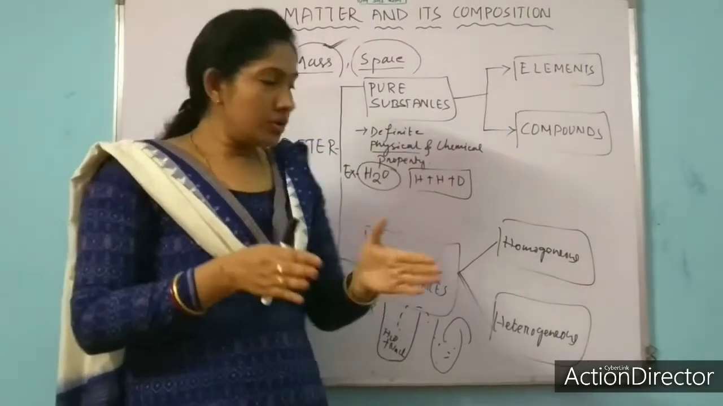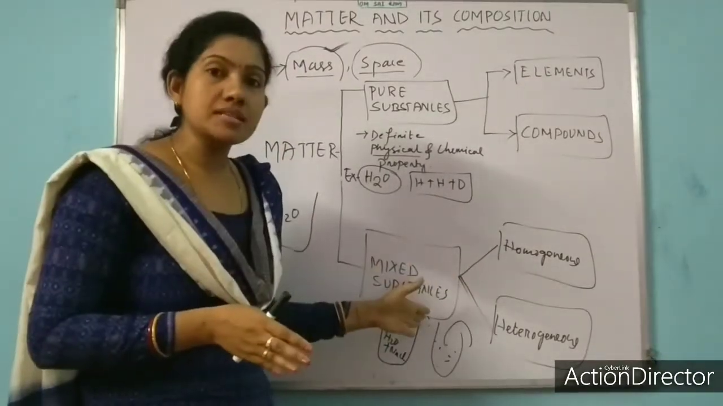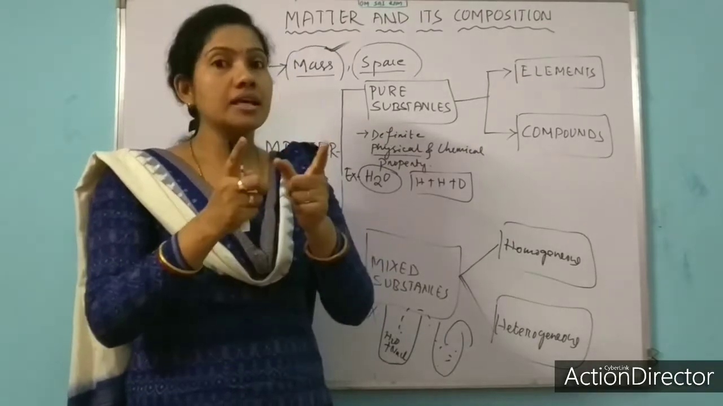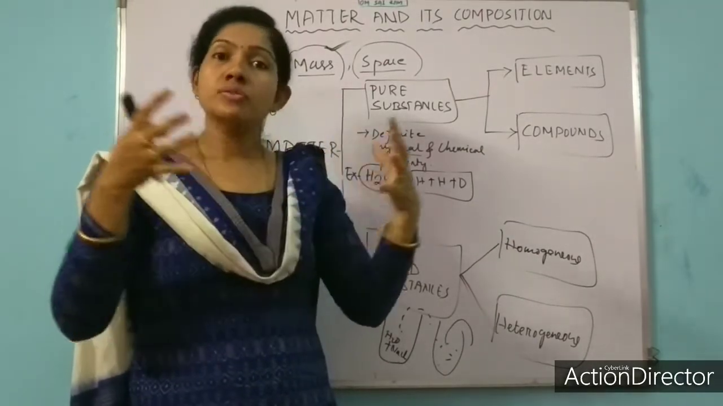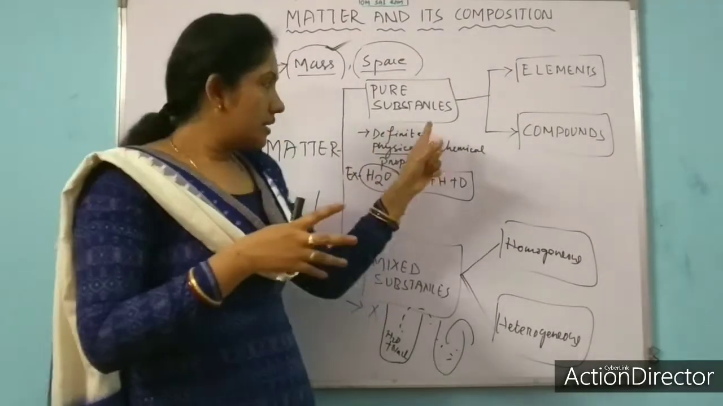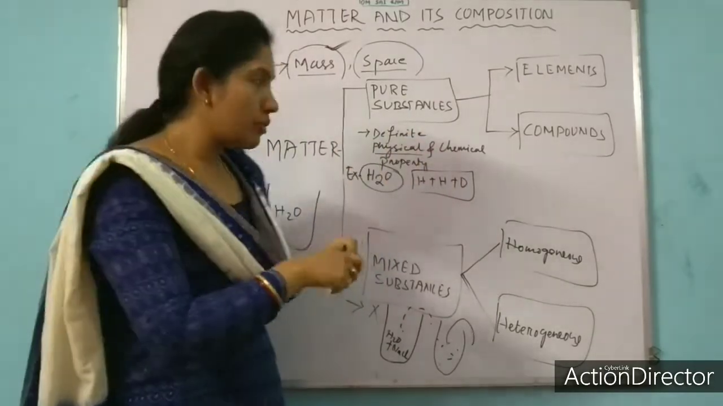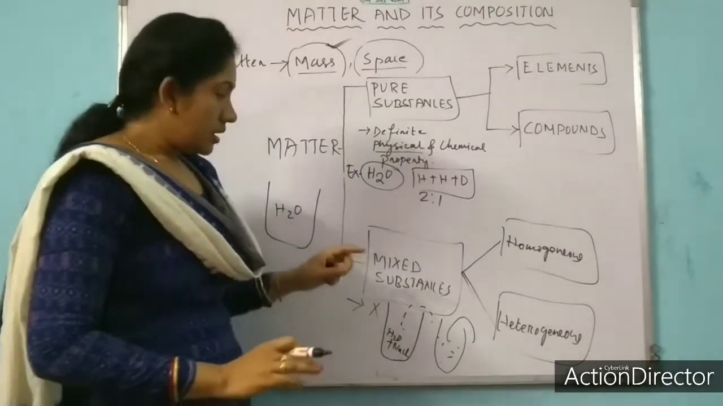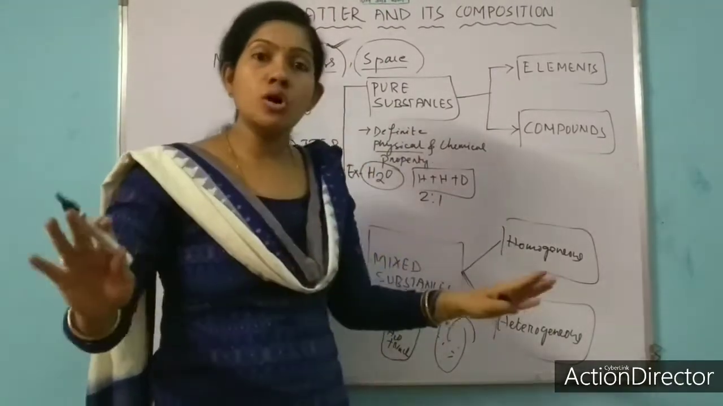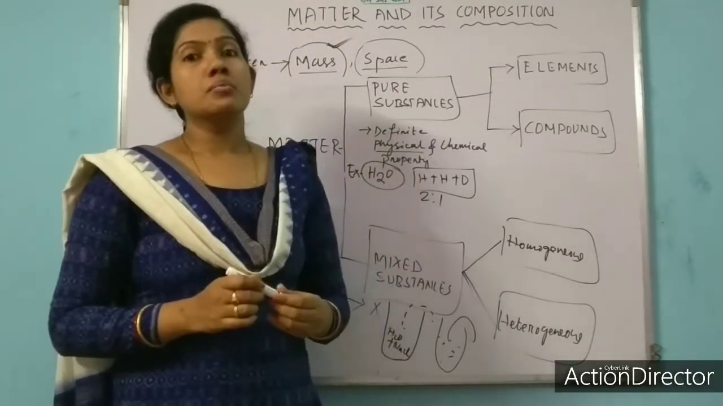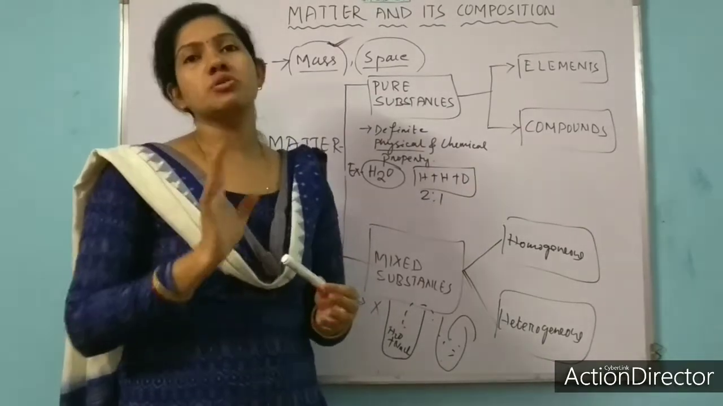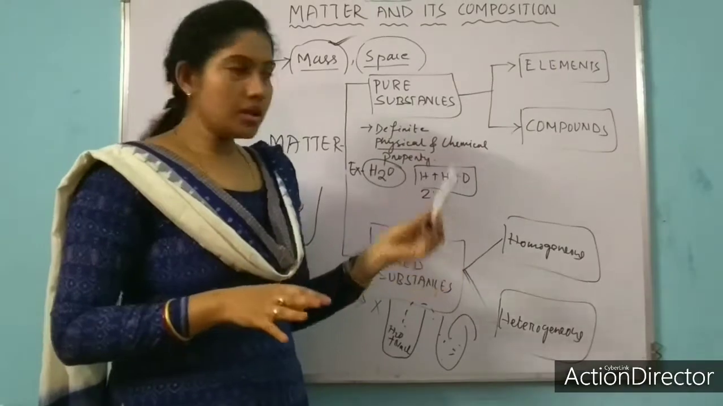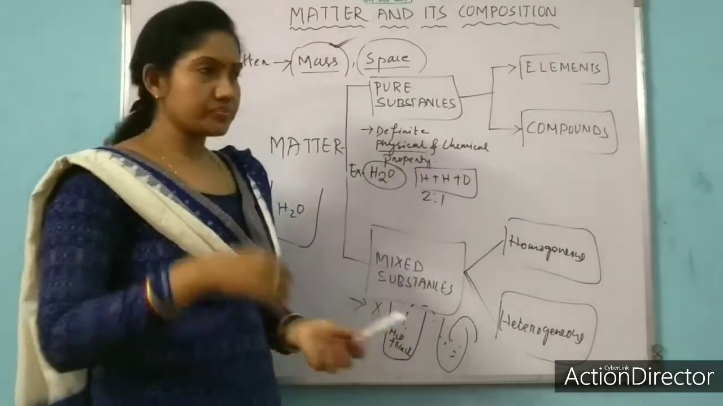Understood? So here you can define a mixed substance as a combination of pure substances, again not of equal proportion. Pure substances are of fixed proportion, 2:1 is the proportion of water, and mixed substances are not formed of a fixed proportion of pure substances. Again, some more details we will talk about later on pure substances and mixed substances.